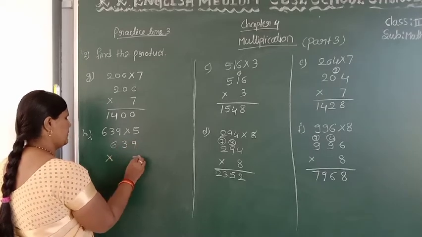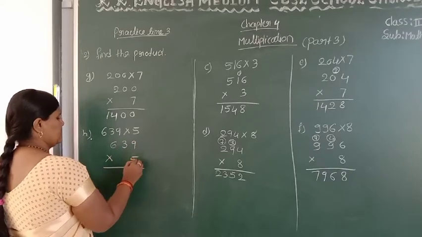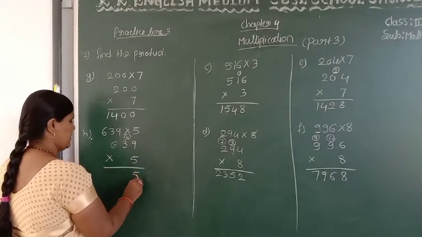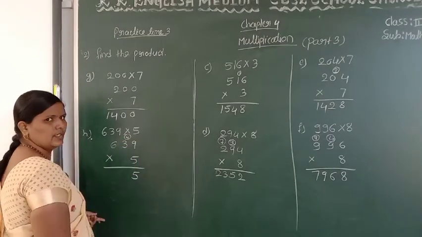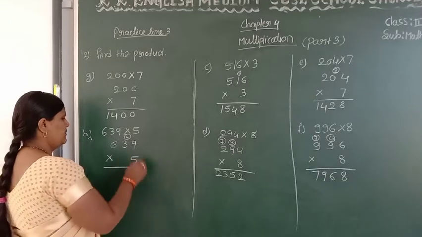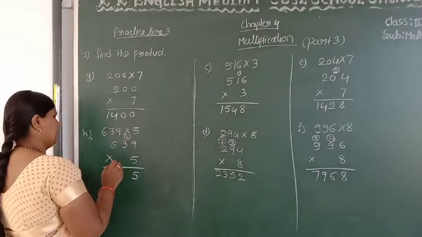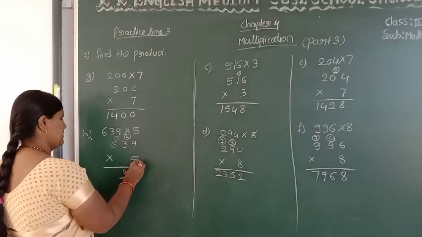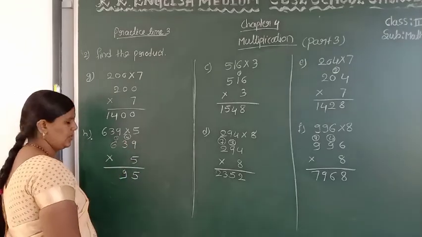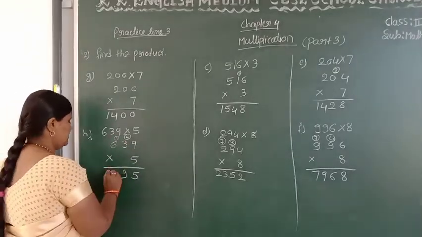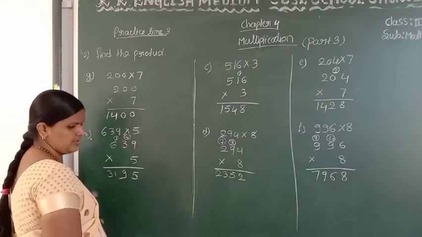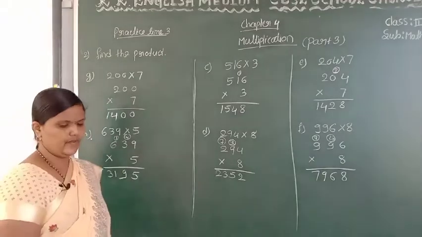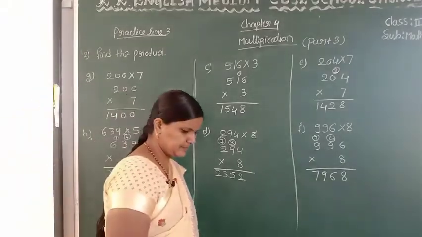Next, 639 into 5. 5 9s are 45. Write 4 and write here 5. 5 3s are how much? 15. 15 plus 4 is 19. Write 1 and 9. 5 6s are how much? 30. 30 plus 1 is 31. And answer is 3195.